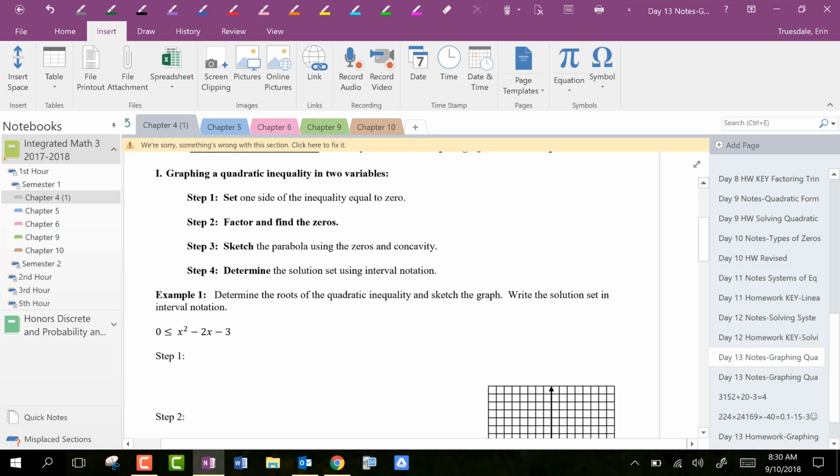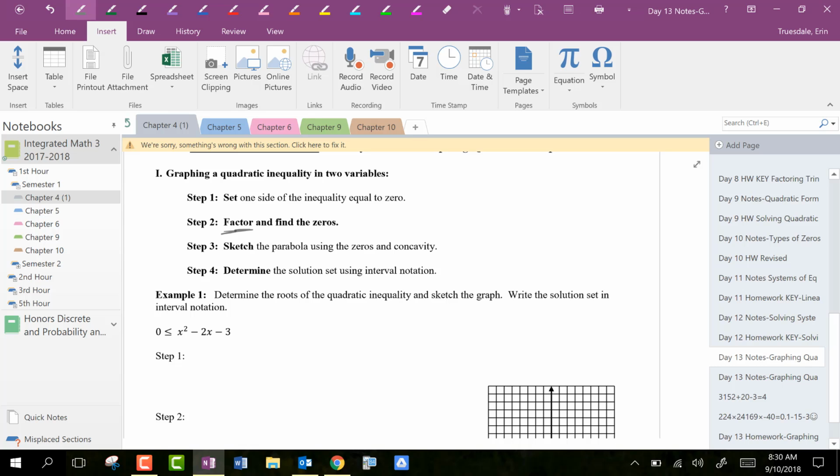Set one side of the inequality equal to 0. Factor. So again, if you can't factor, you can't do these types of problems either. Factor, find the zeros. Sketch the parabola using the zeros and the concavity. And then determine the solution set using interval notation.